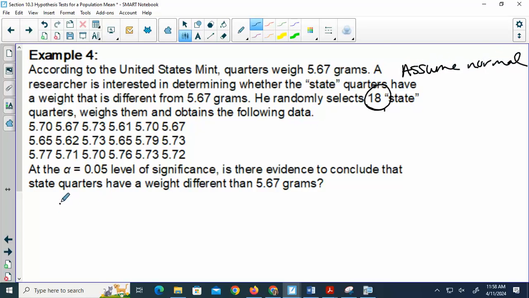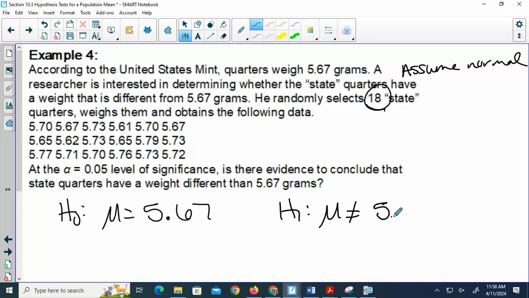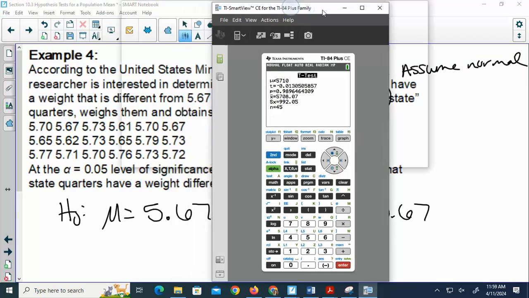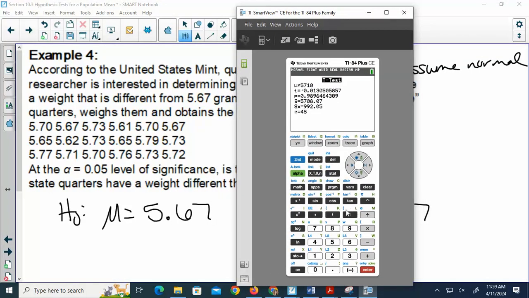What is my null hypothesis that I'm testing? The mean is equal to 5.67. And then the alternative would be that it is not, because I said different. Now, this one is one that we would probably want to use a calculator for anyway, because did I give you any of the information? No, and you're going to have to go to that calculator to find your sample mean and sample standard deviation anyway. So go to your list and enter all this data.